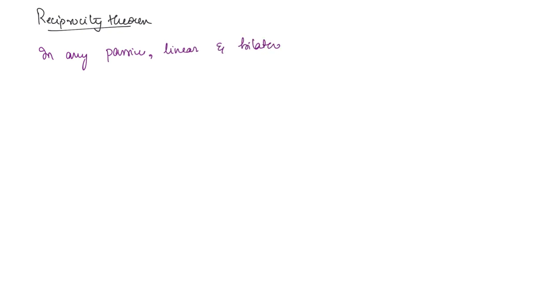The next theorem that we are going to deal with is the reciprocity theorem. So you can write the statement here. In any passive network, which means only passive elements should be present, linear and bilateral. So we have discussed linear and bilateral as well.